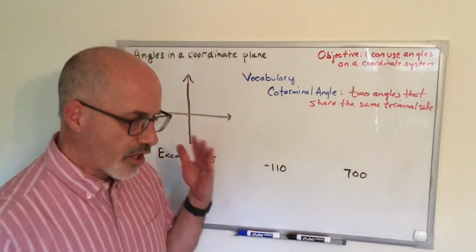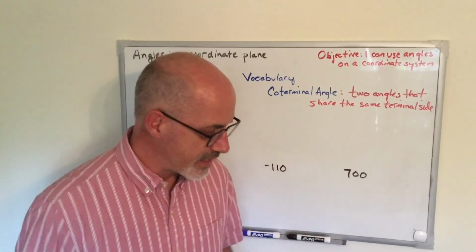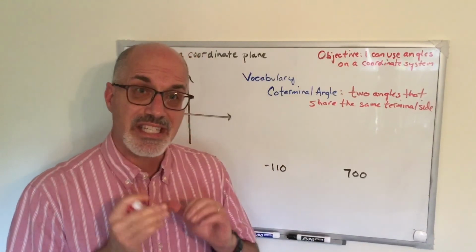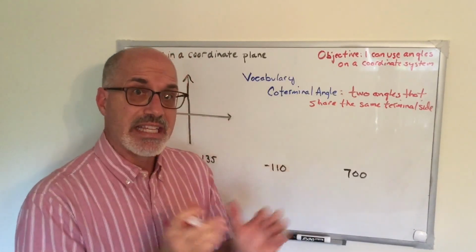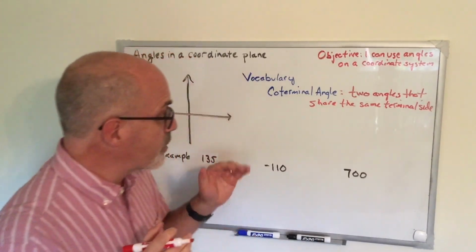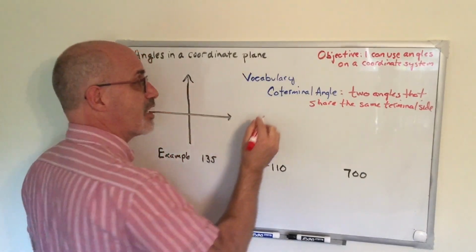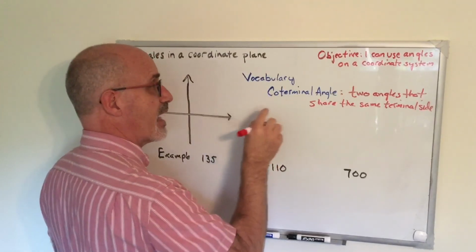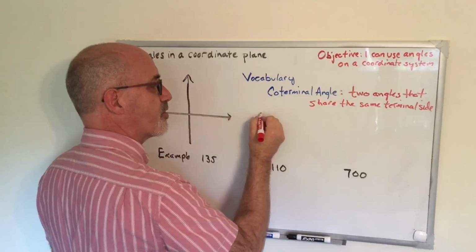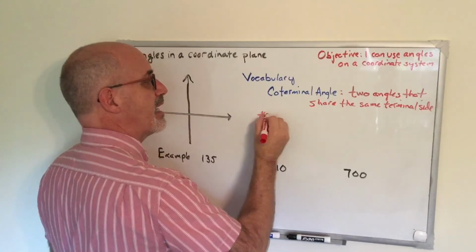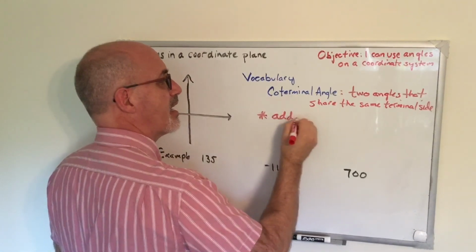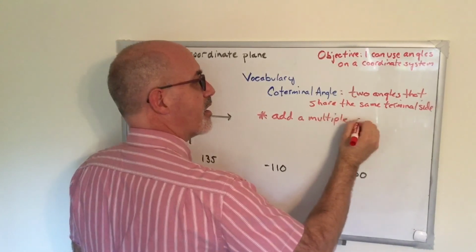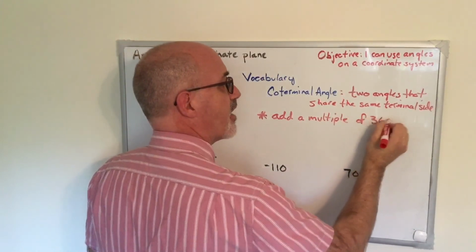So that's why they're called coterminal, because they share that same terminal side. Now here's what you want to do: they start and they end in the same place. Once we have that, the way we find them is there's two ideas. If you want to find a coterminal angle, the first option is to add a multiple of 360 to get another one.